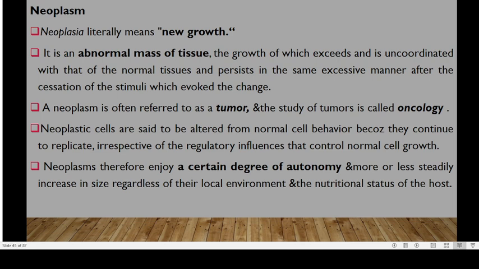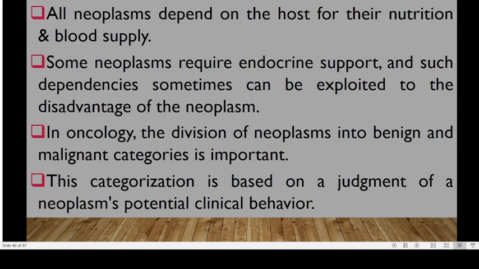So neoplasm is often referred to as a tumor, and the study of tumors is what we refer to as oncology. Neoplastic cells are said to be altered from normal cell behavior because they continue to replicate irrespective of the regulatory mechanisms that control normal cell growth. So neoplasms enjoy a certain degree of autonomy and more or less steadily increase in size regardless of their local environment and the nutritional status of the host. All neoplasms depend on the host for their nutrition and blood supply. Some neoplasms will require endocrine support, and such dependency sometimes can be exploited to the advantage of the host.